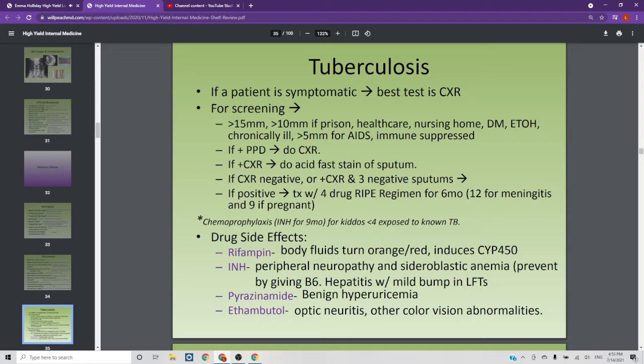So they love the side effects of these medications. So what are some side effects of rifampin? Orange, right? My daddy went to UT. He always wanted to take this so he could be patriotic for his school. So your body fluids turn kind of like a reddish orange. It's also an inducer of cytochrome P450. INH, neuropathy. So we give B6, pyridoxine with it. Pyrazinamide, kind of random.